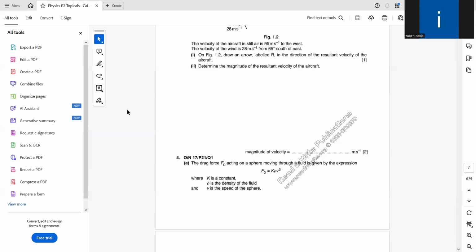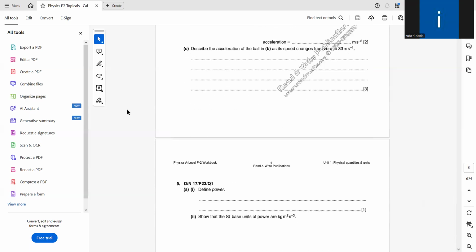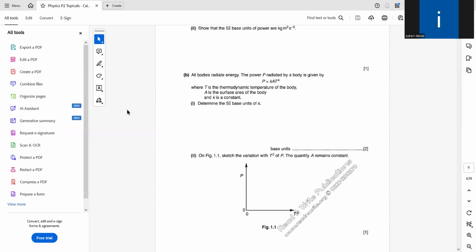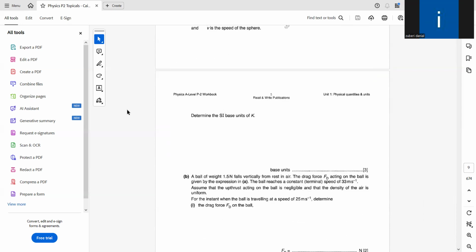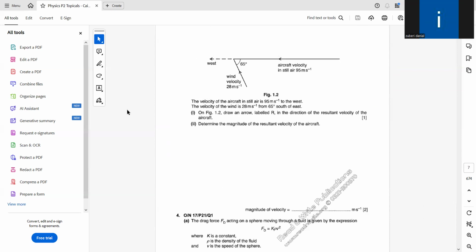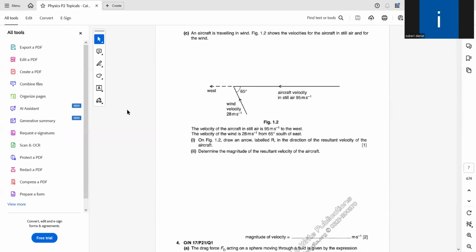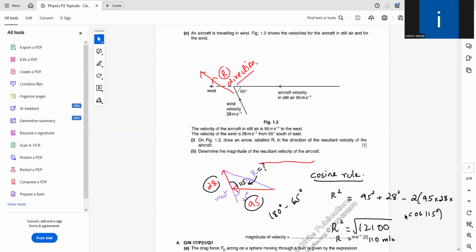Let's try another question. Sir, can you go up again to that question? Is it 95 squared plus 28 squared minus 2 in brackets 95 times 28 times cosine 115? Yeah, this was the working. Okay. Done. Can I erase this? Yes.